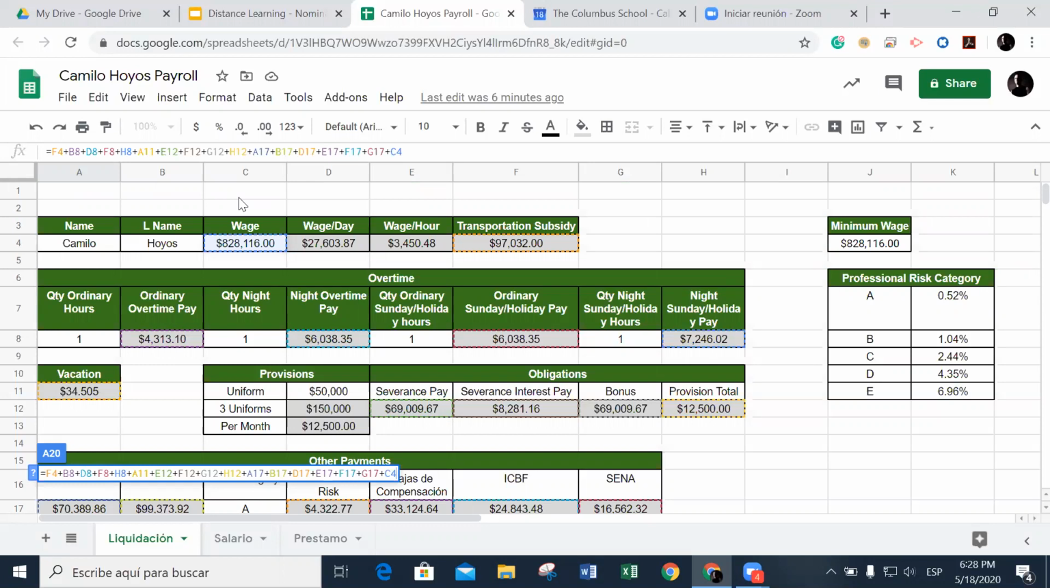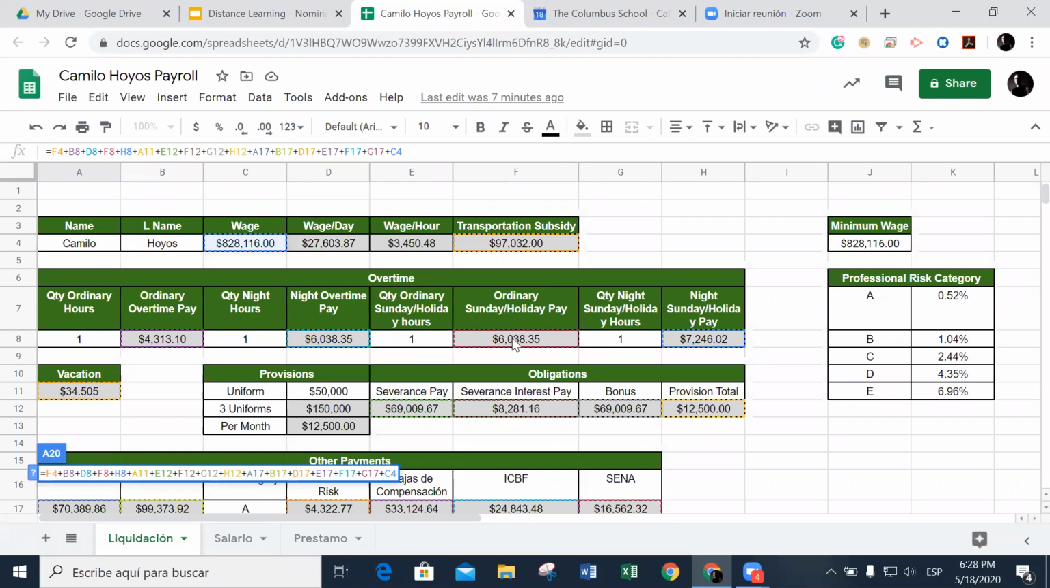So you have to pay them the last month, which is this one, the wage. So 828,116 plus this cell right here, which is a transportation subsidy, right? Then plus ordinary overtime pay. Let's say this person worked only 1 hour of overtime, right? So this one, plus overtime pay, which is this one. Let's say this person worked only 1 night overtime. And then this person also worked only one ordinary, let's say a Sunday, a random Sunday.